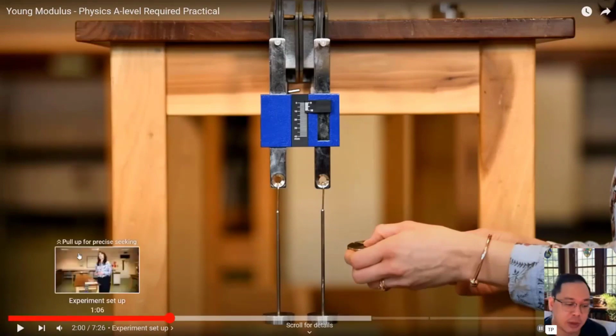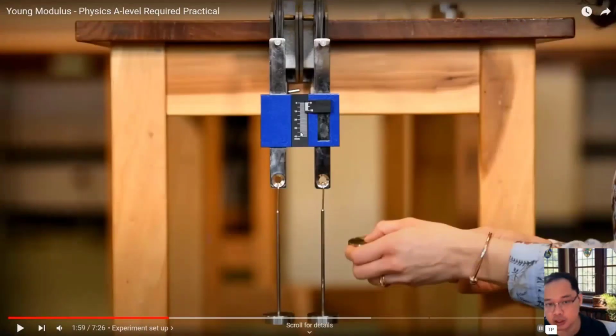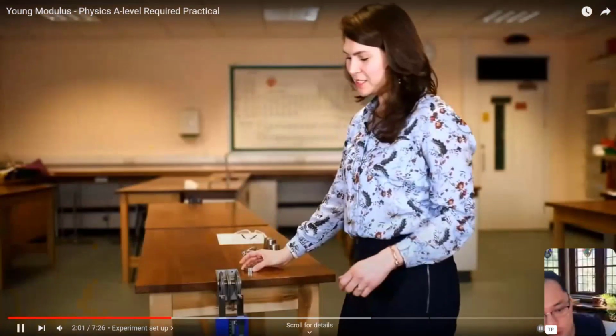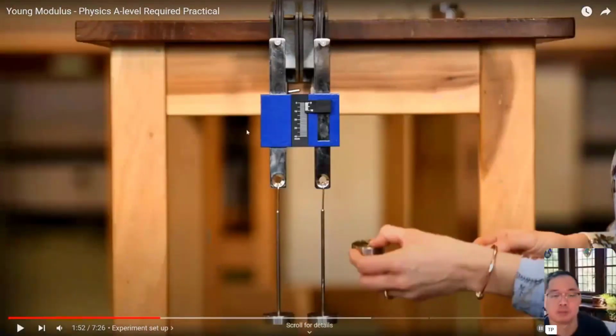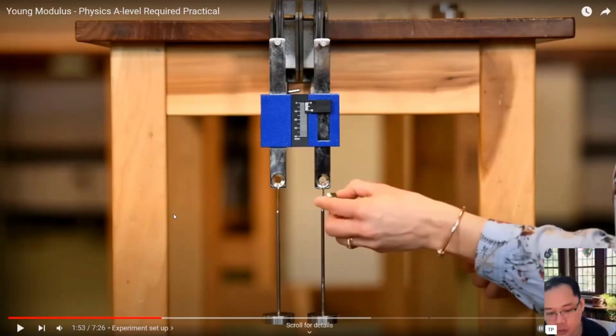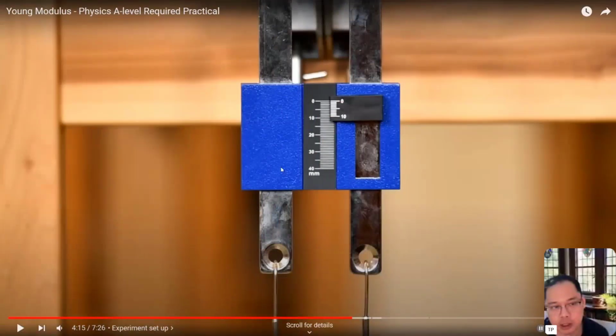So she measured the diameter using the screw gauge to calculate the cross-sectional area. And then the stress, again, is force over area. The force is the weight. And lastly, the strain. To find the strain, we need to measure the extension of the wire and then take the ratio between that extension and the natural length to get the strain, which is how many percent, like 10% of the extension. And the ratio between the stress and the strain will be the Young modulus.